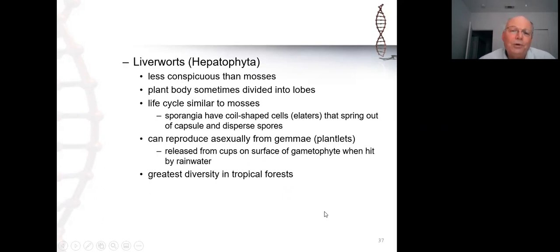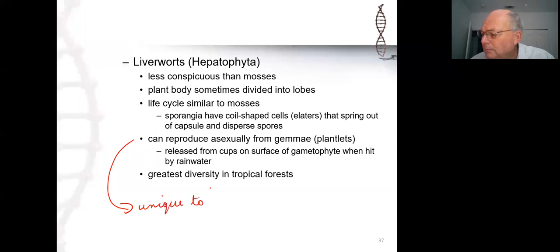In terms of the liverworts compared to the mosses, liverworts are a lot smaller. As I mentioned, their life cycle is very similar to that of a moss, but they do have one feature that mosses don't have. They can reproduce asexually. So this is unique to liverworts. You're not going to see this in any of the other bryophytes. So mosses and hornworts do not do this.